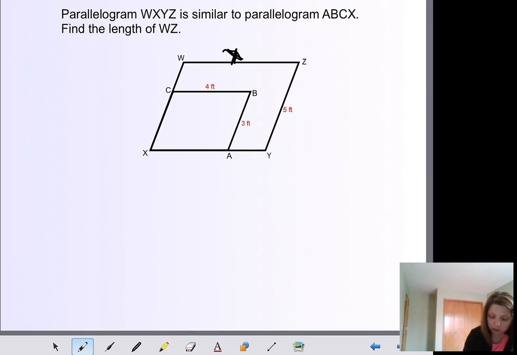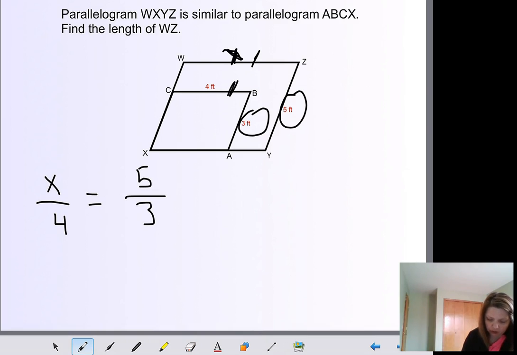So we will start with a proportion. This side will be similar to this, right? So we're going to put x to the 4 is equal to, and then again, because we started with the larger shape, I'm going to use this at the beginning, 5, to the smaller one, 3. The proportion is set up.